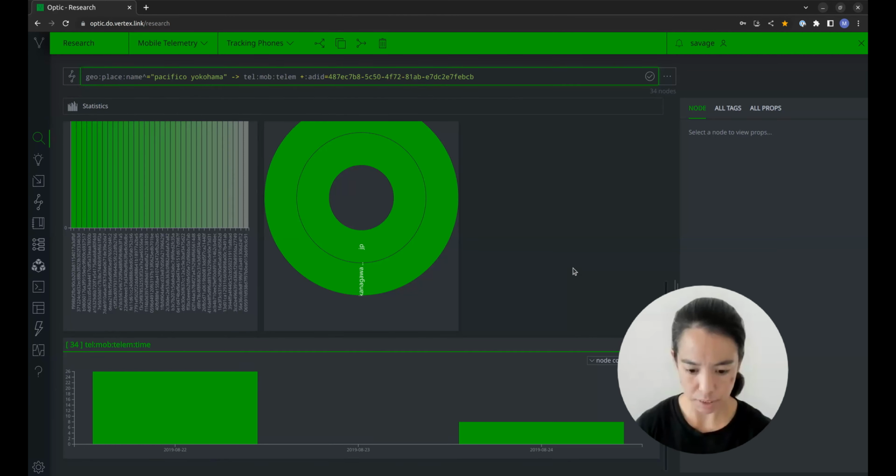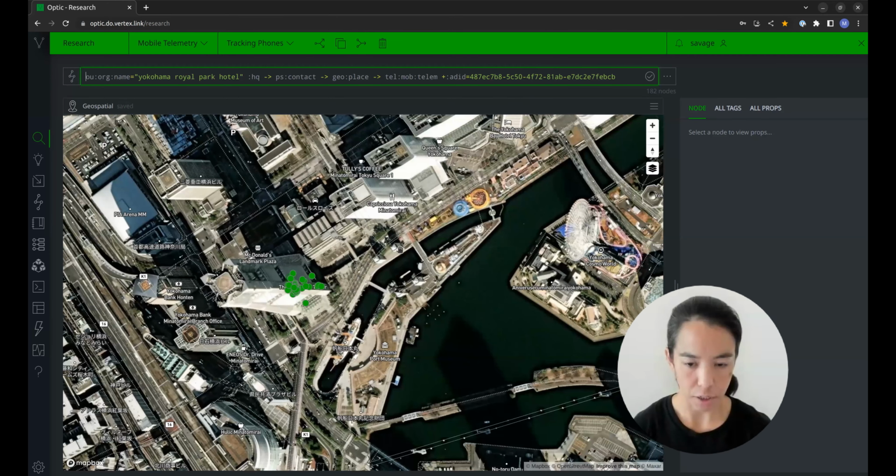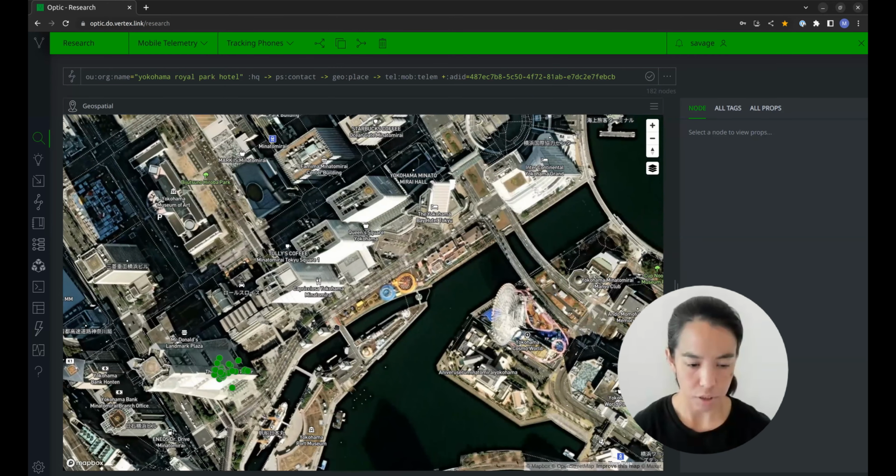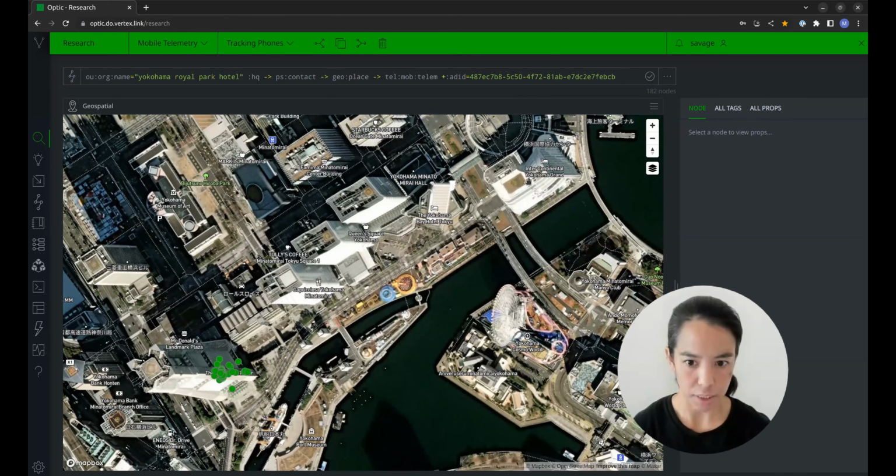We also saw additional beaconing activity from another hotel that was nearby. If we switch to geospatial, I can show that. This Royal Park Hotel, which is this tower here, the beaconing activity is with that green. And if I move this over, we can actually see this is the first hotel and conference center where we had seen the phone beaconing. And then it came over here.